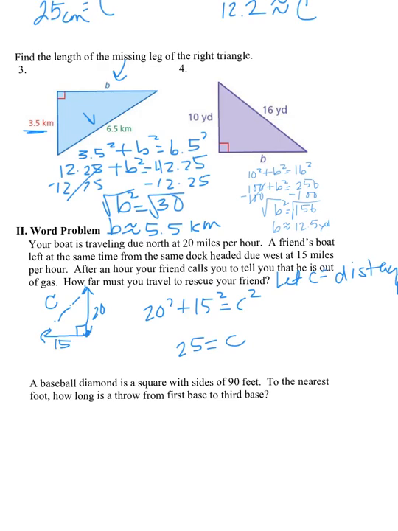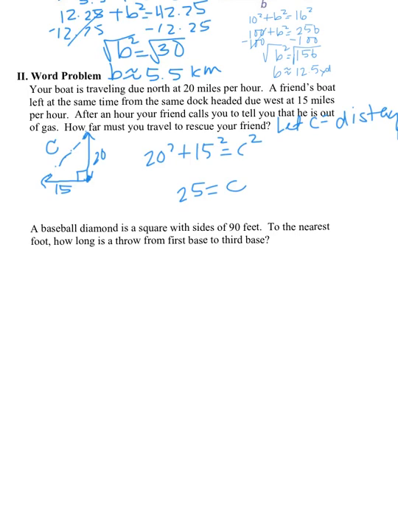Okay, a baseball diamond is a square with sides of 90 feet. To the nearest foot, how long is the throw from first base to third base? Again, I like to draw a picture. So you have your baseball diamond. Okay. So first base is right here. Third base is right here. So how far is that throw? That's what I want to know.